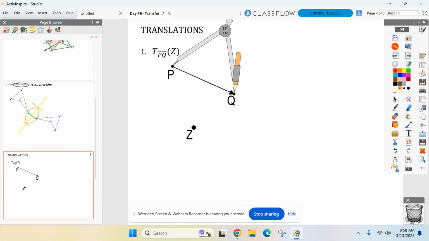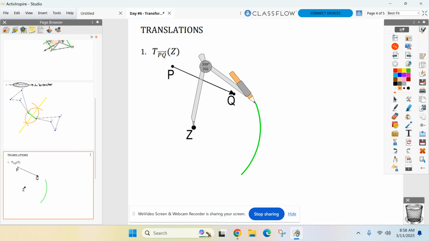We're all good. All right, now come down to Z. Put your compass point on Z. And remember, your compass is open up to the length of PQ right now. And what we're going to do is, coming from Z, we're just going to make an arc out in front. That's it. No big deal yet, right?